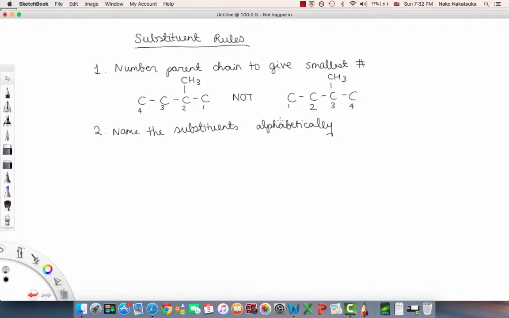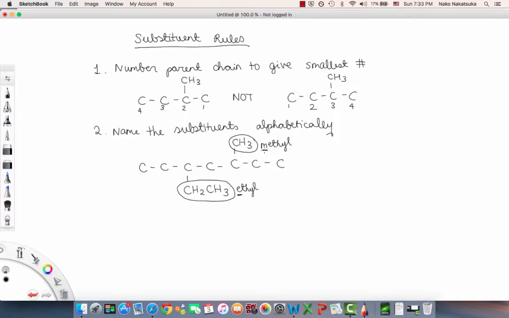So let me show you an example of this. So if I have 1, 2, 3, 4, 5, 6, 7 carbons, that's the parent chain. Now I'm going to stick a methyl group right here, and let me also put an ethyl group right here. So in this case, we have a 2-carbon substituent. It has 5 hydrogens instead of 6, so this is called an ethyl group. And this is a methyl. So when I basically name this compound, I'm going to put the ethyl before the methyl due to the fact that E comes before M in the alphabet.